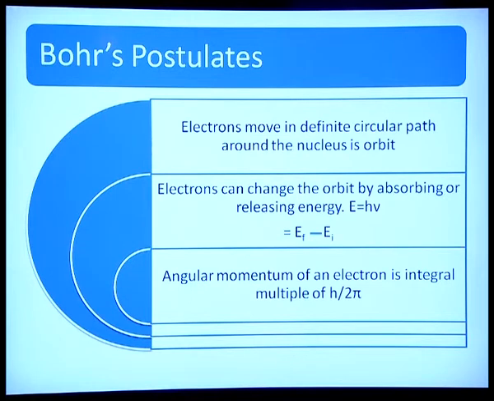ΔE is equal to hν, that is E_F minus E_I. E_F is the final energy and E_I is the initial energy. Angular momentum of an electron is always an integral multiple of h upon 2π.